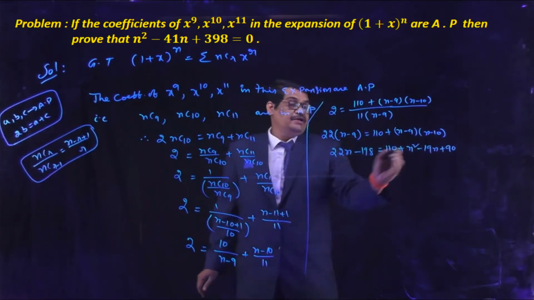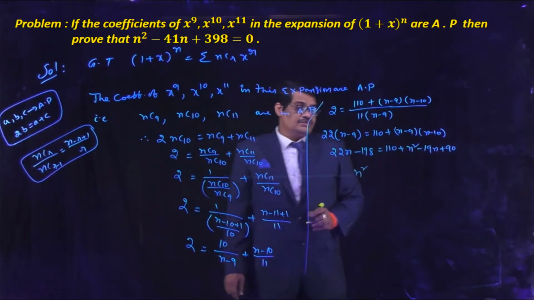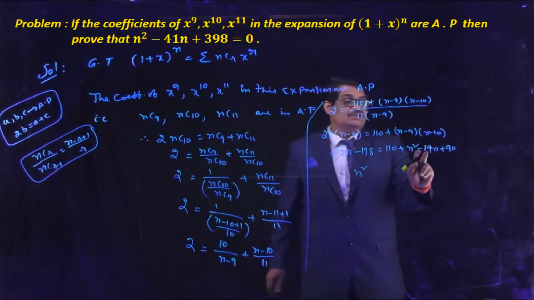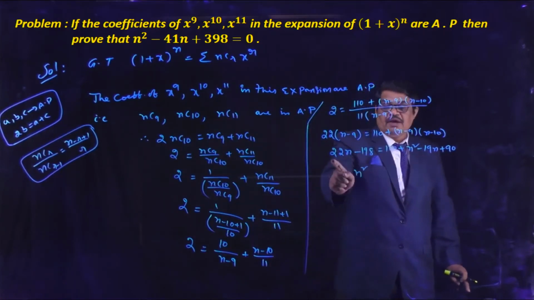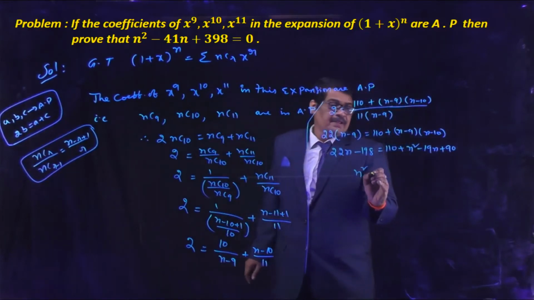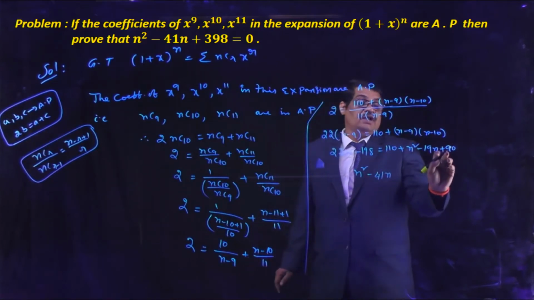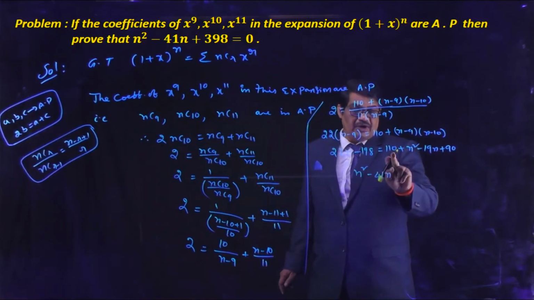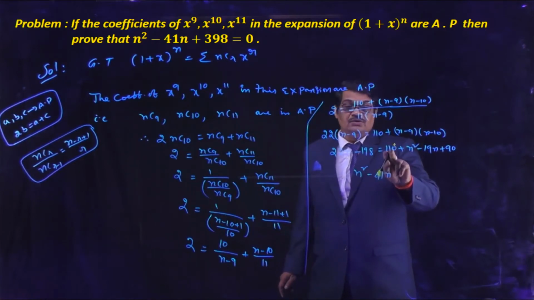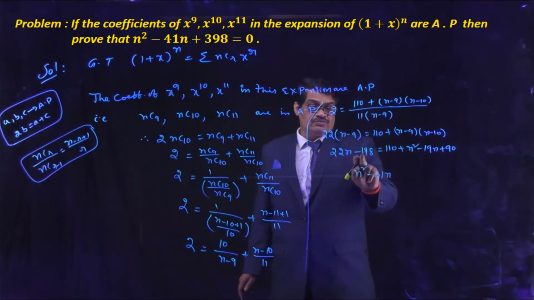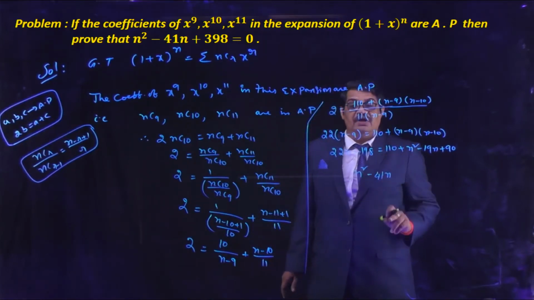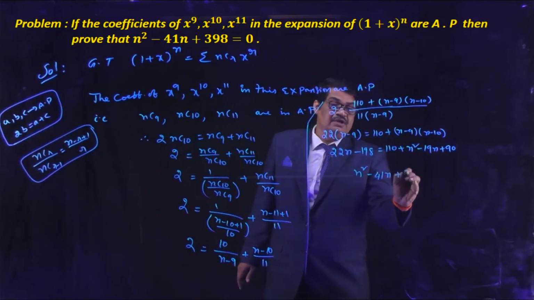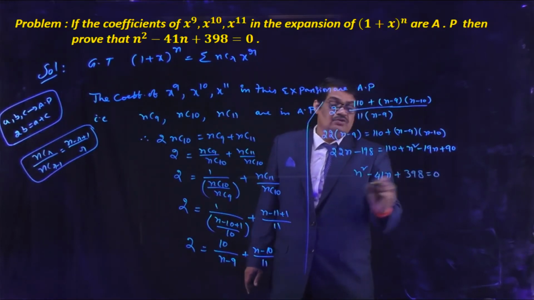Then we are getting here n square, here n square, here minus 19n, here 22n, minus 19 minus 22n, that is minus 41n. Here 19 plus 110, that is 200. Here 1 minus 198 is moving to this side, that is plus 198. So here 200 plus 198, that is plus 398 is equal to 0.